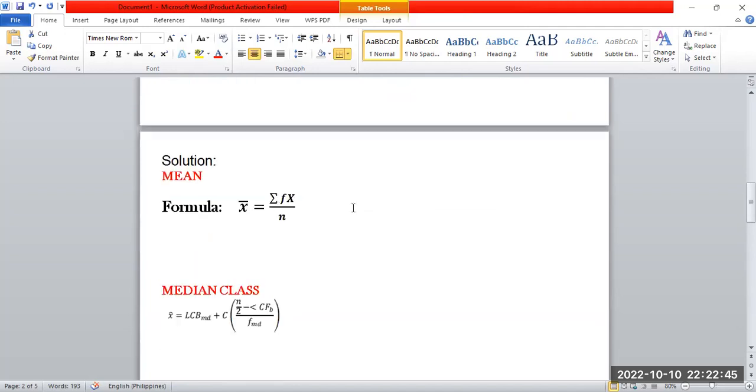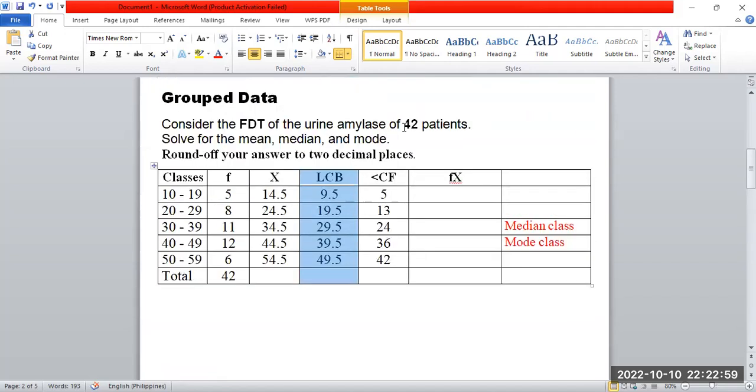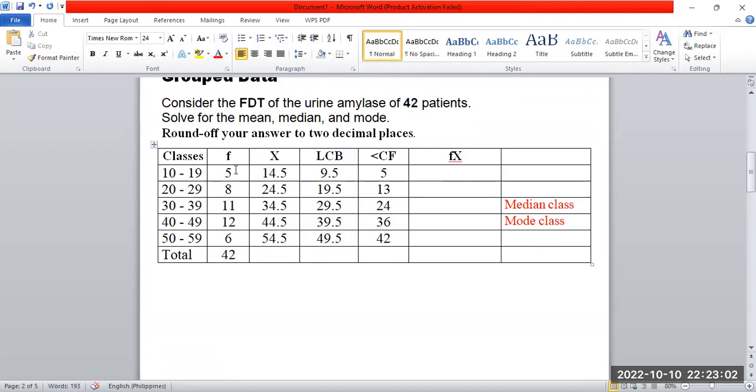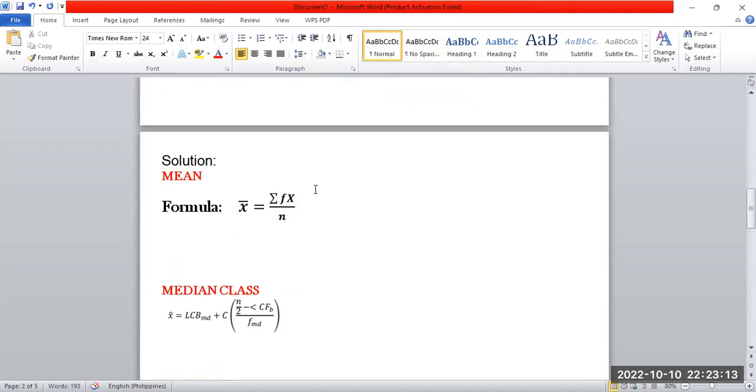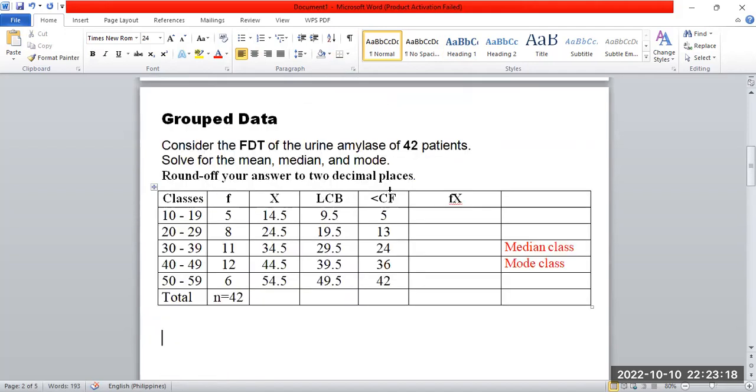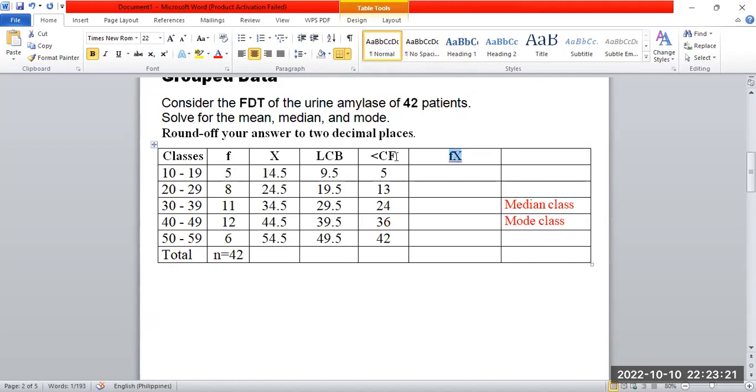So going back, this is the formula in getting the mean. And ang kailangan natin dito is the summation of F times X. We already have the N or the sample size, which is, ilan ba? 42. Kasi 42 patients. Ayan, the total of frequency. Our n is equal to 42. So we need to find the summation of F times X. F is the frequency and the X is the class mark. So you just need to multiply those.